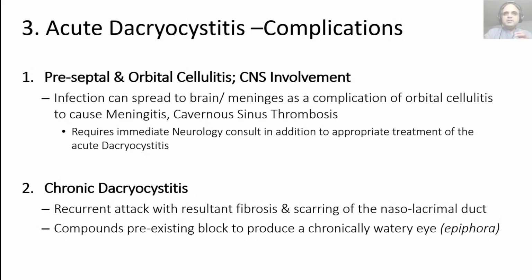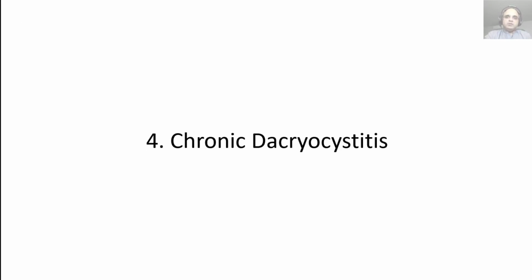So the complications, some we have already touched upon, is spread to preseptal and orbital tissue, and then finally CNS involvement, which may be in the form of meningitis, cavernous sinus thrombosis, brain abscesses, even death, and would require immediate neurological consult. Obviously, we have to manage the acute dacryocystitis together with it, and recurrent, repeated attacks would eventually result in chronic dacryocystitis, and this will complicate a pre-existing block, a block that led to an acute dacryocystitis. And that's what we'll do.